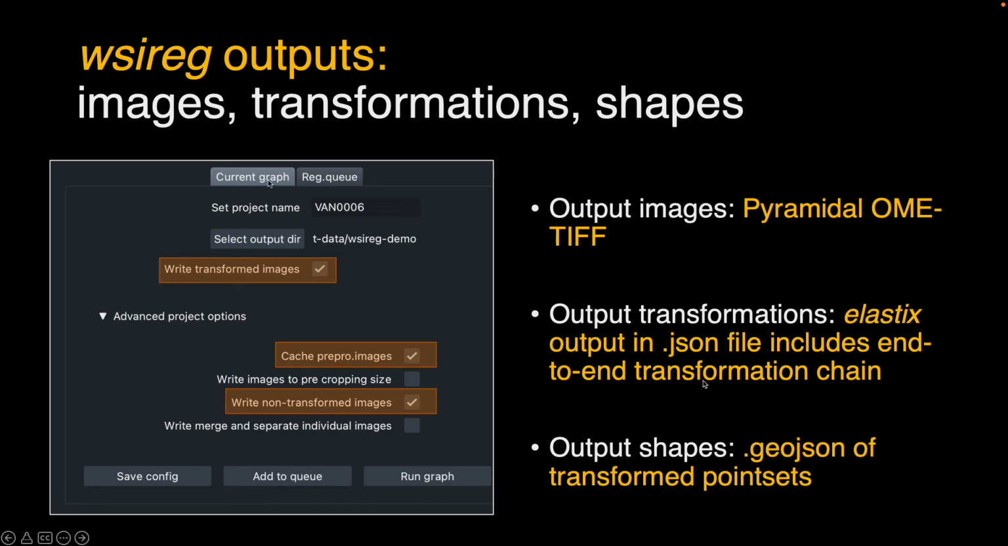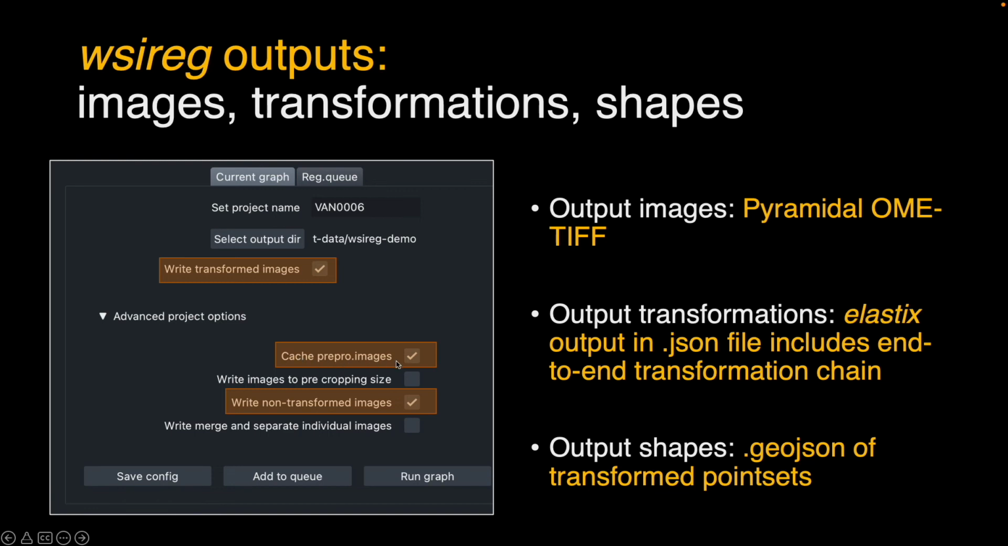Some of these settings for the registration are shown here. Writing the transformed images: you can just run the graph without actually transforming and resampling the images and saving them to disk. You can just estimate the transforms if you'd like. That may be useful if you have some means to translate these elastix transforms somewhere else. And there are some other advanced options.